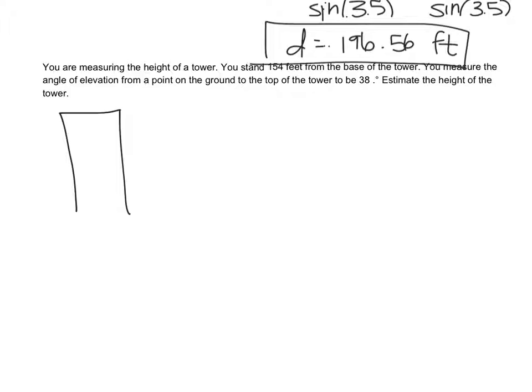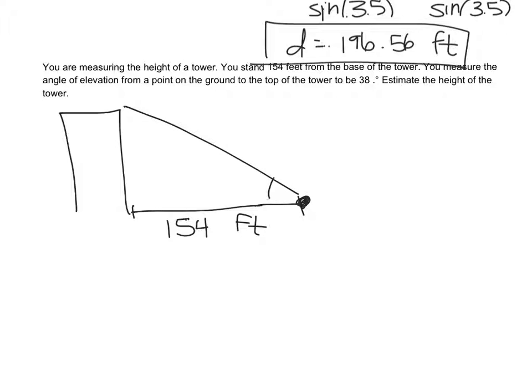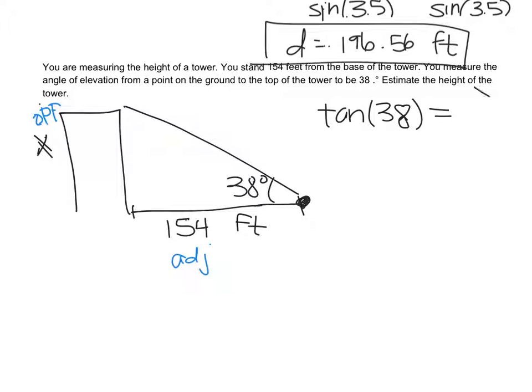We have a tower. We are 154 feet from the base, and the angle of elevation from the point on the ground to the top of the tower is 38 degrees. We want to find the height of the tower. So we still have the opposite side, x, and our adjacent side of 154. So we're going to use tangent. So tangent of 38 equals x over 154.